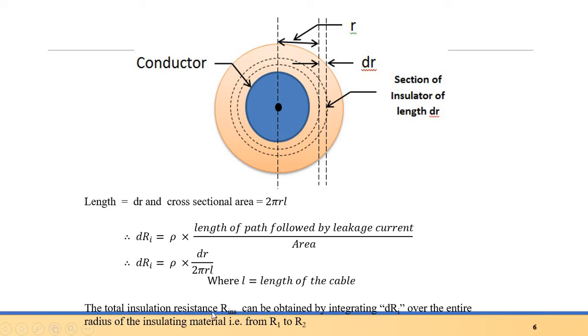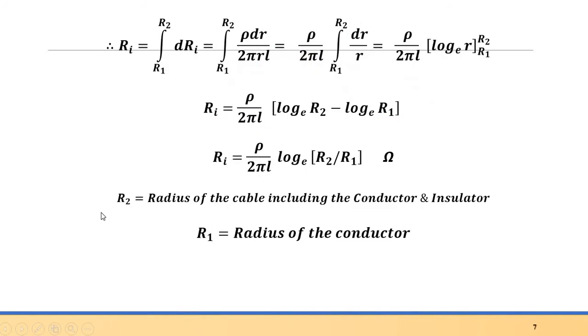Therefore, the total insulation resistance R insulation can be obtained by integrating dRi over the entire radius of the insulating material, that is from R1 to R2. So Ri is equal to the integration of dRi from R1 to R2. Put this value of dRi, rho into dr divided by 2 pi rl.